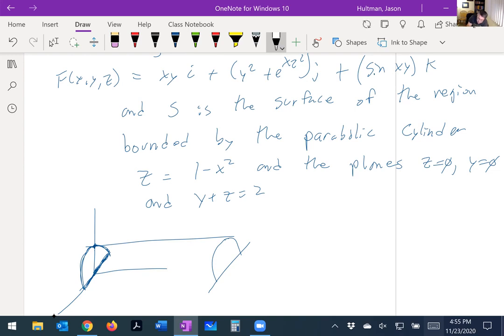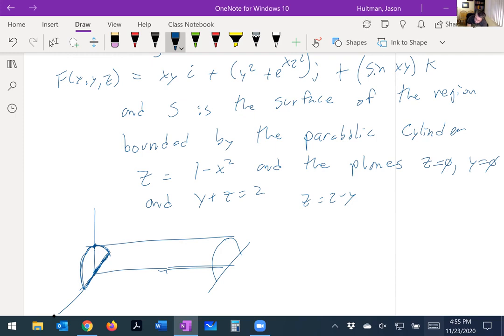Right, it's a cylinder. But we have z equals 2 minus y as the plane that we're looking at. So this plane is going to slice and dice this thing. So what does this thing look like that it's slicing and dicing?